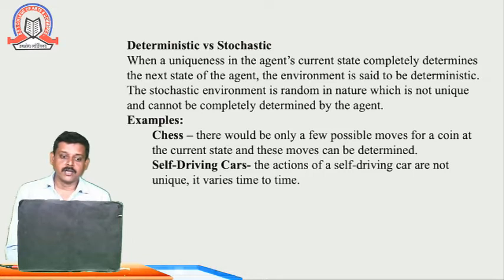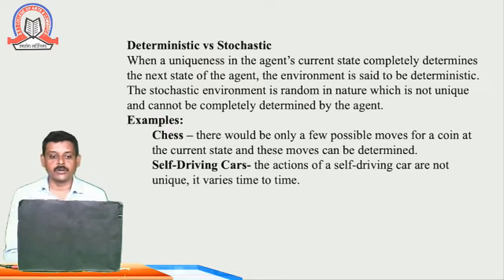And the second example is stochastic. If we take a self-driving car as an example, then the actions of the self-driving car are not unique and always vary from time to time. We can't predict that we will press the brake after 10 minutes or accelerate the car after 15 minutes. All are random actions, we can't predict them. So it will be a stochastic or non-deterministic environment.